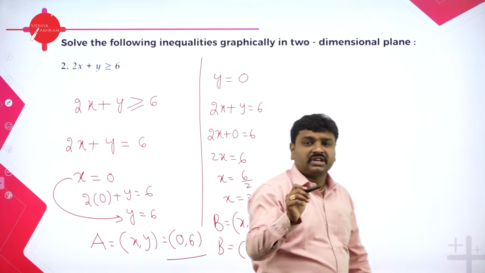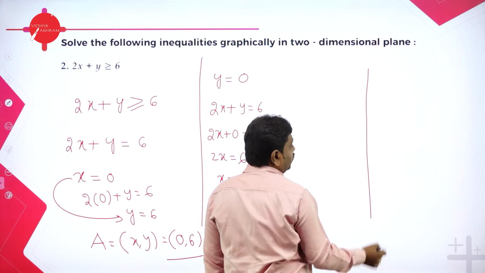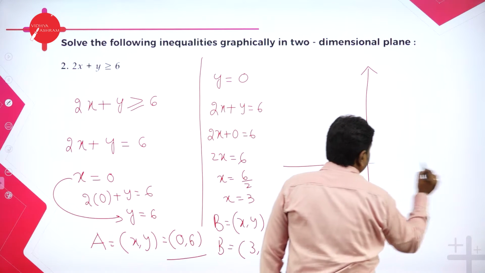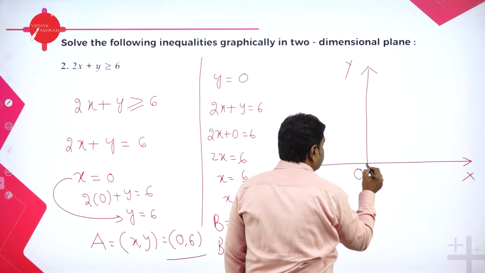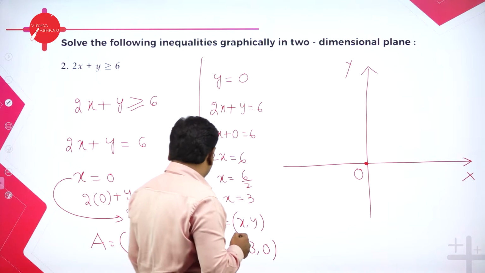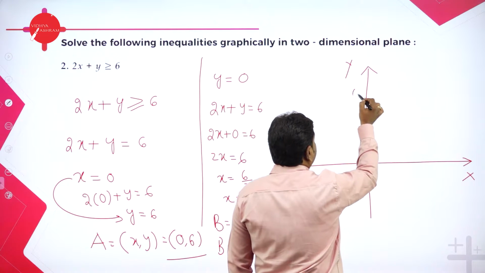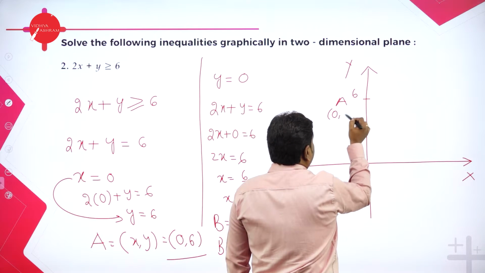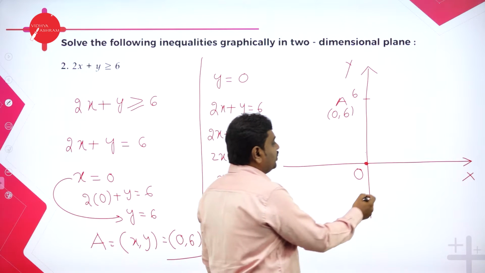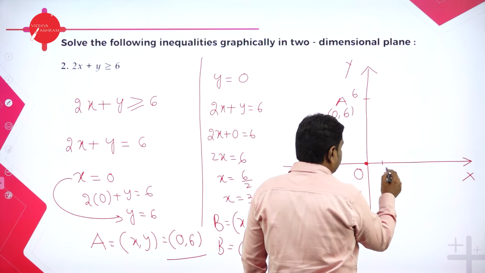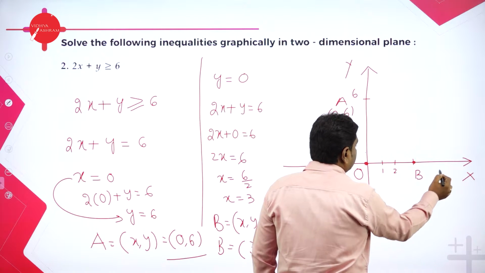So they want you to represent it graphically in 2 dimensions. So we'll draw 2 dimensions: one is the y-axis, the other is the x-axis, and this is the origin, the point of intersection. Now, point A is 0, 6, on the y-axis at 6: 1, 2, 3, 4, 5, 6. And B is the point 3, 0, on the x-axis: 1, 2, 3, at 3.